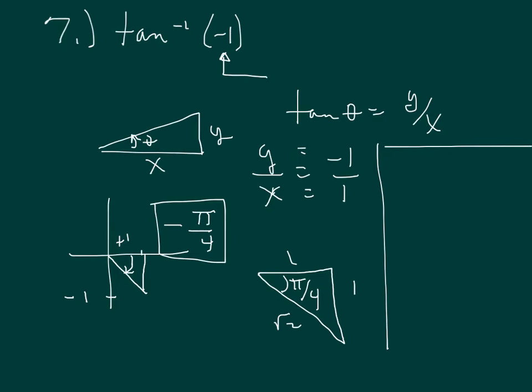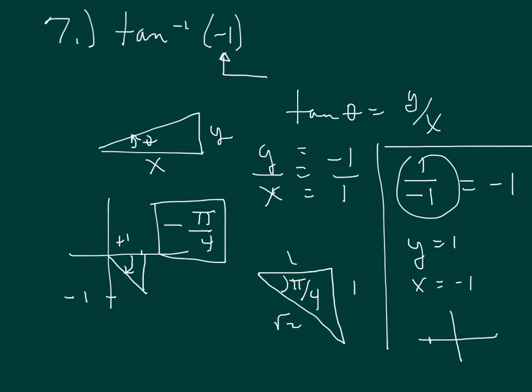You might be tempted to say, well, how do I know that isn't 1 over -1? Because that would also be equal to -1. Why can't I say y equal 1 and x equal -1? If we did that, we would have x equal -1 and y equal 1, and we would have this angle. So your question is, how do I know it isn't that angle?